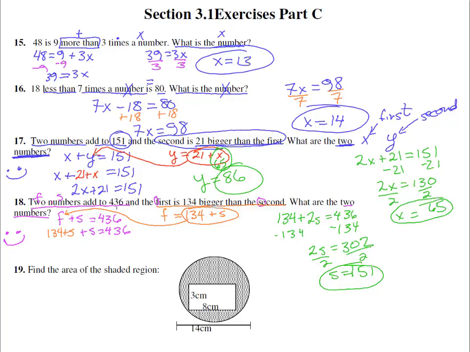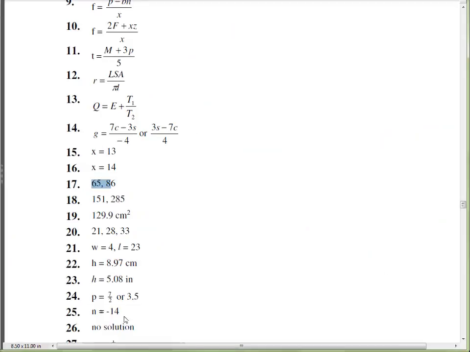We know that the two of them add up to 436. We could subtract 151 from 436. Or we can look at this equation here and say the first is 134 plus the second. But the second, we just found out, was 151. So let's find out what f has to be. F is going to be 134 plus 151. That's 285. And go ahead and check it. 285 and 151, do they really add to 436? They do. And is 285 bigger than 151 by 134? It is. We found our two numbers. It's like magic.